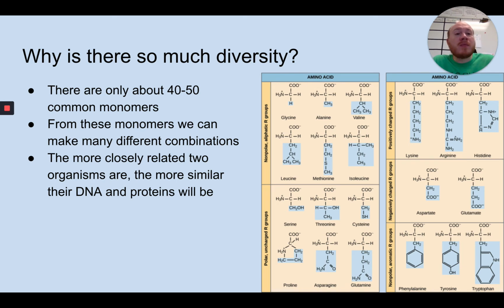And we can do the same thing with protein structure as well. We can look at the amino acid sequences, the long polymers of amino acids in a protein, and we can compare the similarities and differences. And depending on how similar they are, we can guess how closely related they are.